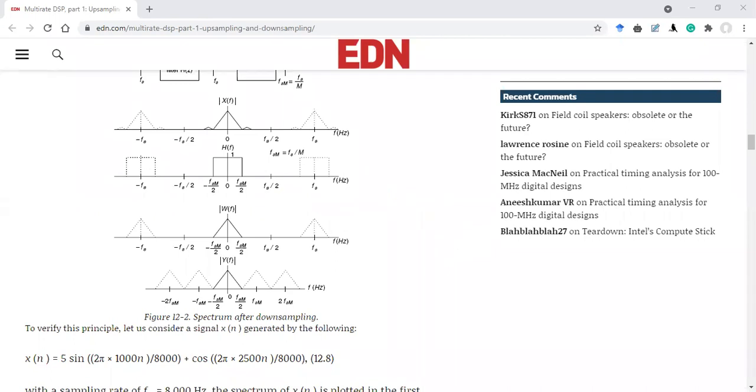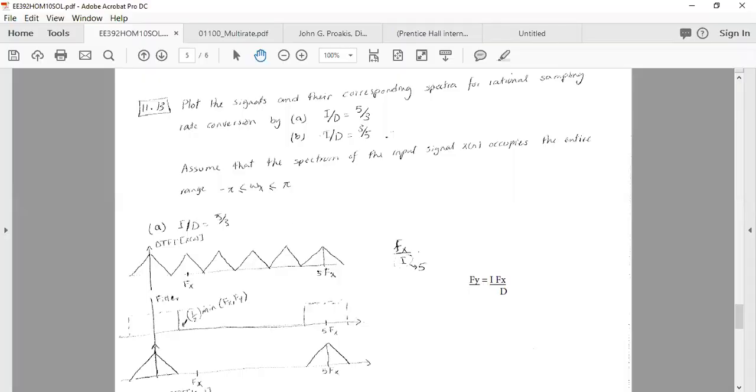Then we are passing it through an upsampler, right? Whatever signal we had, we are passing through the upsampling block. Oh, excuse me, I forgot to take you back. Let me take you back to our particular question over here, right? So I've taken you back to the question.